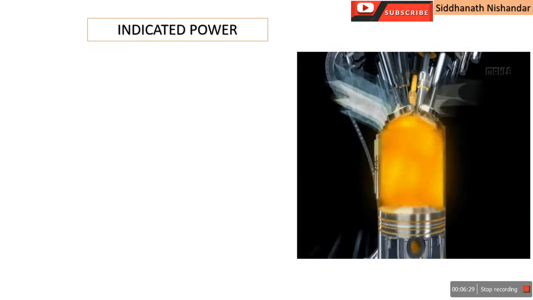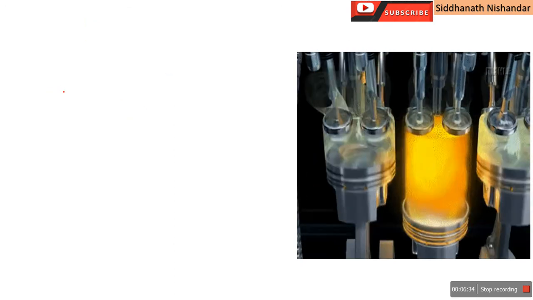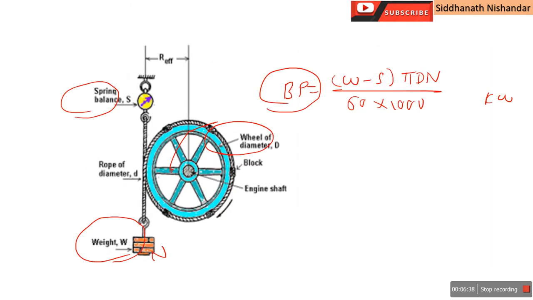Okay, I told the concept of indicated power. Before that, if we measure the brake power with the help of a hydraulic dynamometer, then the formula is brake power is equal to W N by K. Where W is the net load applied on the engine in Newton, N is the speed of the engine in RPM, and K is the dynamometer constant. That is the constant for that hydraulic dynamometer.